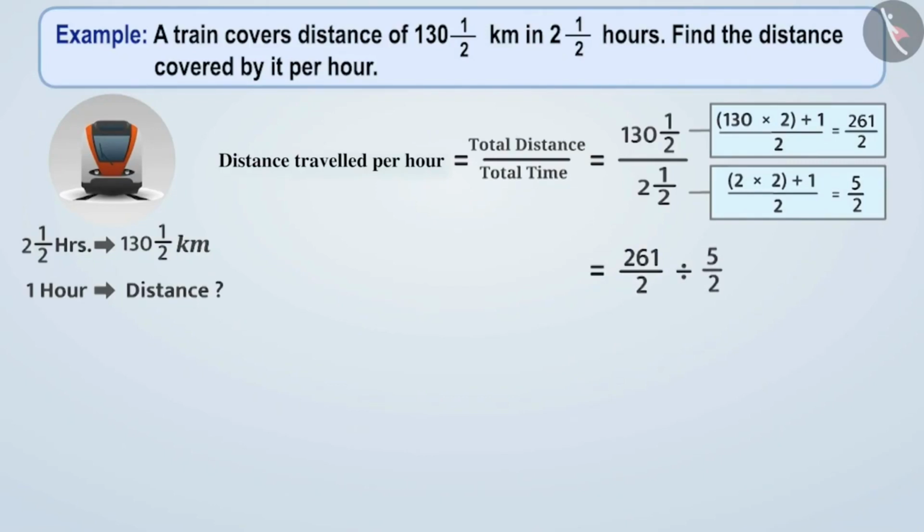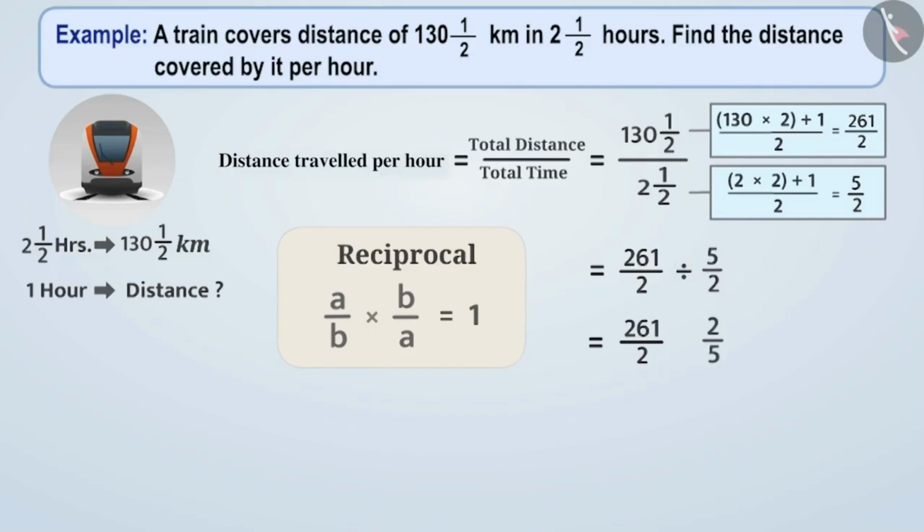Let's solve this. We will use the concept of reciprocal to divide the rational numbers. The reciprocal of a number is that which on multiplying with the original number results in 1. To get the reciprocal of a number, we interchange the numerator and denominator of the number. For example, on interchanging the numerator 5 and denominator 2 of 5 by 2, we get the inverse 2 by 5. To obtain the result of division, we first keep the rational number exactly the same and multiply it by the inverse of the second number.